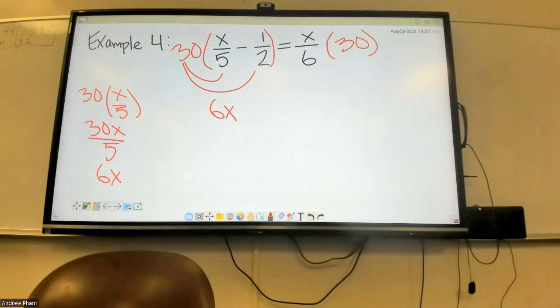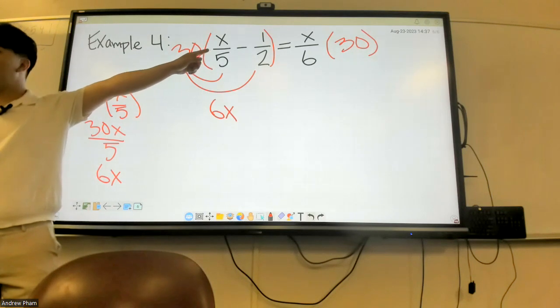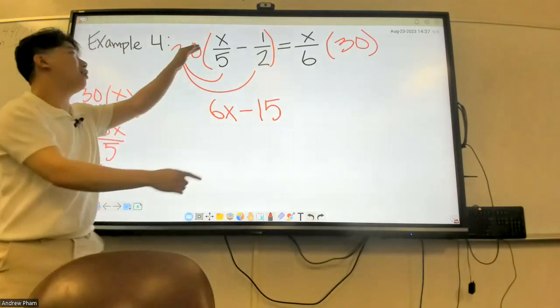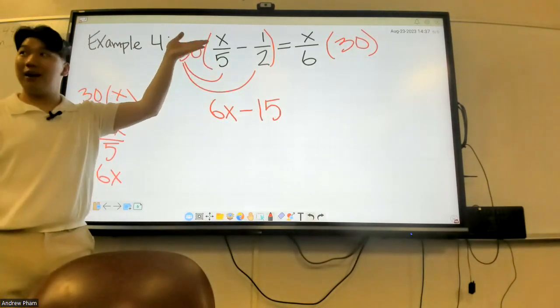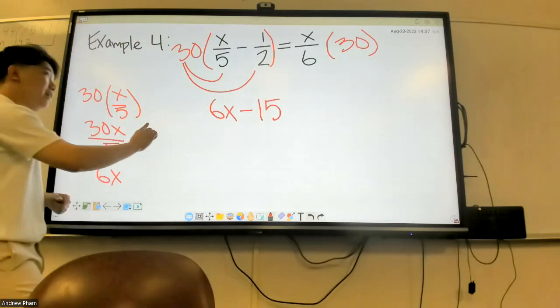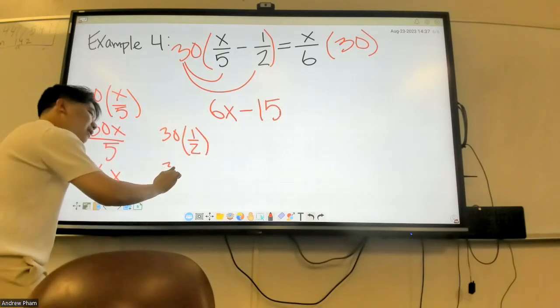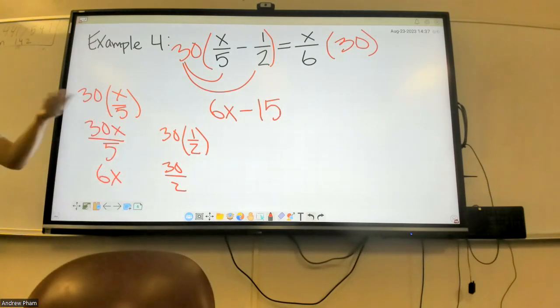So using that idea, what's 30 times negative 1/2? Yeah, we get minus 15, because you can do 30 over 2, or, well, 30 divided by 2. I get 15 either way. Again, writing this out, 30 times 1/2, that's 30 times 1 over 2, which is 15. So that's the left side.